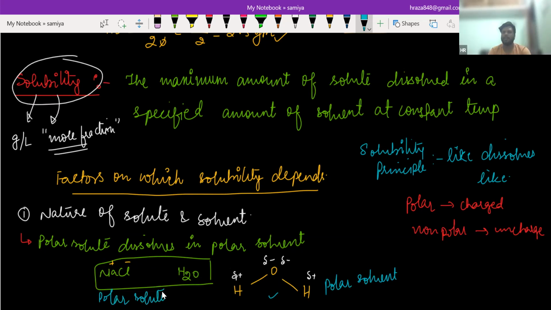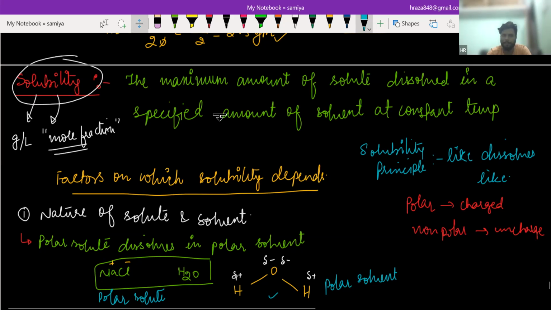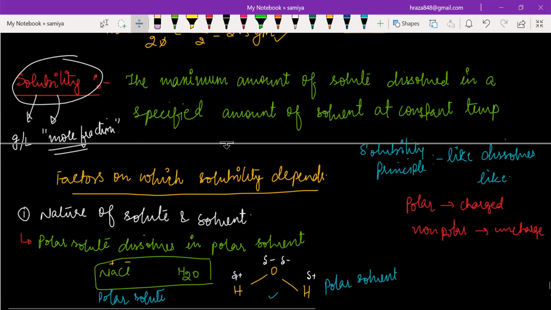So the solubility principle is like dissolves like. That means a polar solute will be soluble in a polar solvent, and a non-polar solute is soluble in a non-polar solvent. Non-polar means uncharged molecule. Everyone okay with this? Yes, sir.